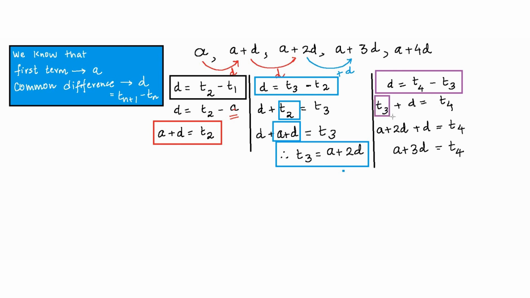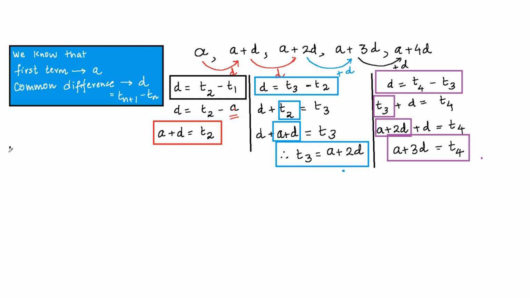Now T3 is the third term and the third term is nothing but A plus 2D. So T3 can be substituted as A plus 2D. So A plus 2D plus D becomes T4, which means T4 becomes A plus 3D. So the fourth term becomes A plus 3D, and that's why in the fourth term you can again add a D and you will get the fifth term and so on.